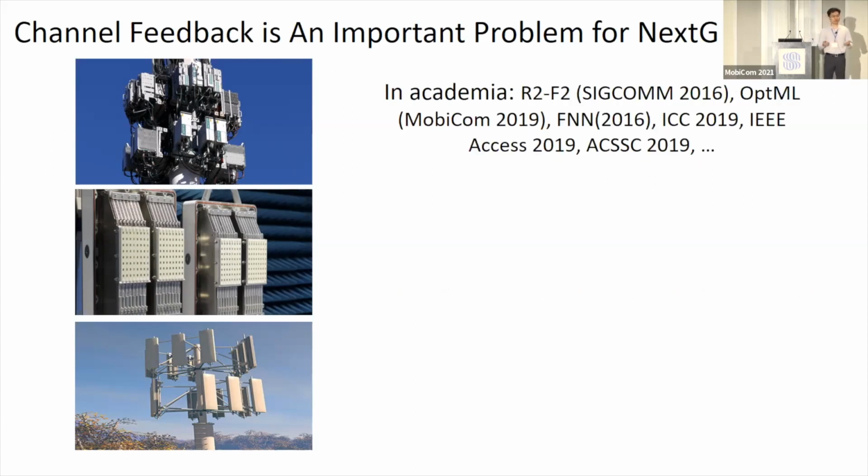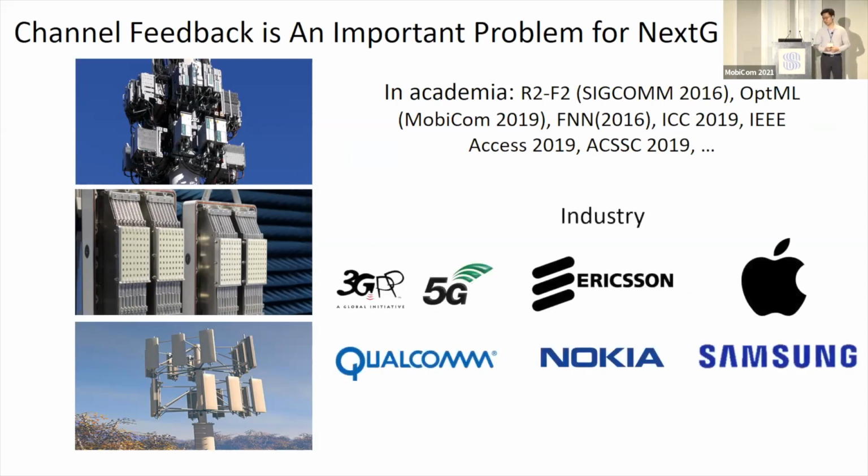Both academia and industry have understood the problem and proposed various solutions. In academia, many recent papers have proposed to tackle this problem. And in industry, the standard body 3GPP and many high-tech companies such as Ericsson, Apple, Samsung, and others have also proposed many new solutions to decrease this channel feedback overhead and save the spectrum.